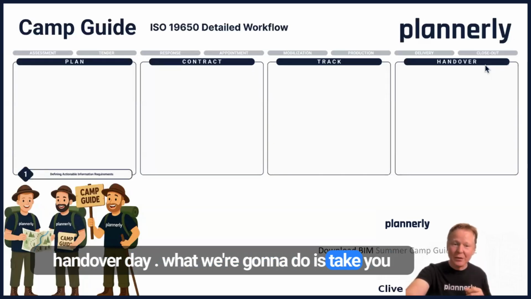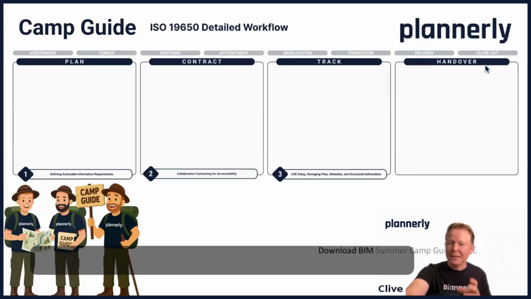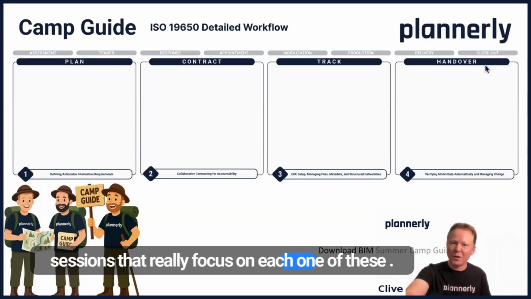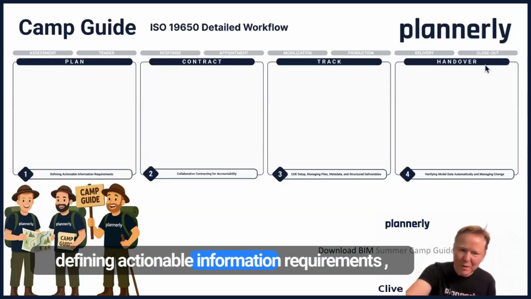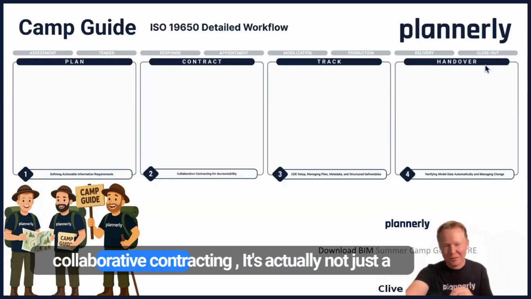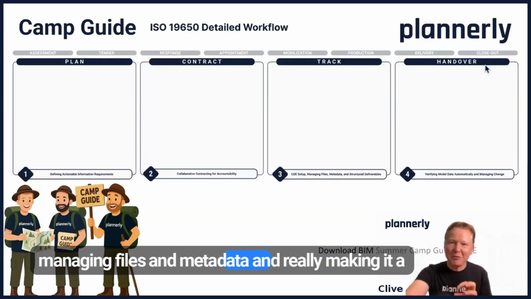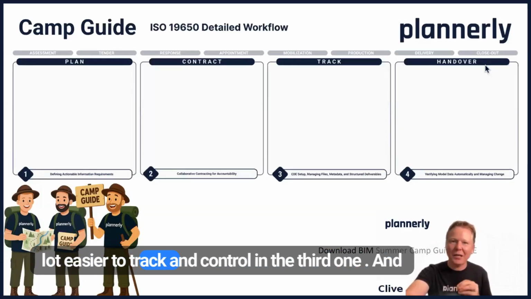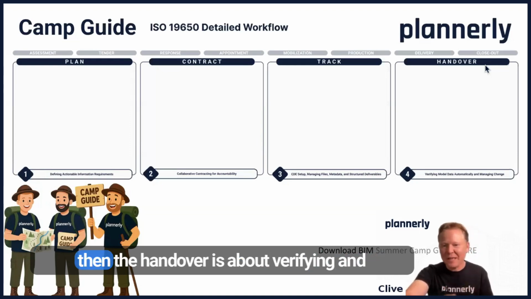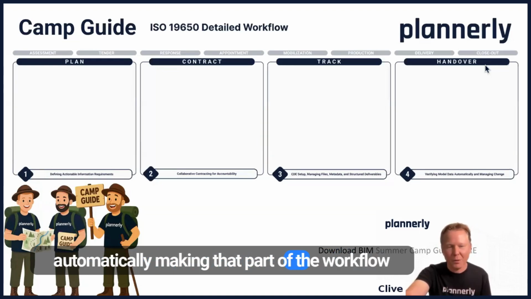But what we're going to do is take you through 4 main sessions that really focus on each one of these: defining actionable information requirements, collaborative contracting. It's actually not just a contract agreement, it's a collaborative agreement. We're talking about CDE setup and managing files and metadata and really making it a lot easier to track and control in the third one. And then the handover is about verifying and automatically making that part of the workflow.